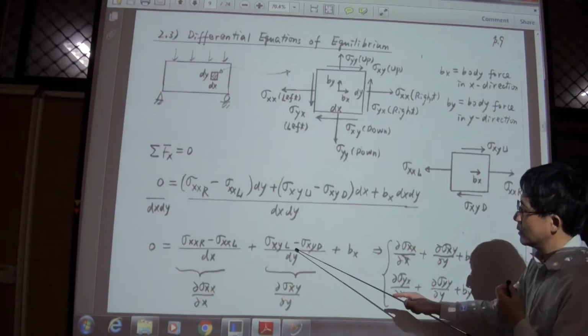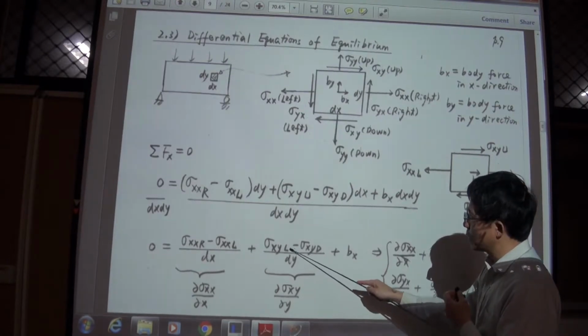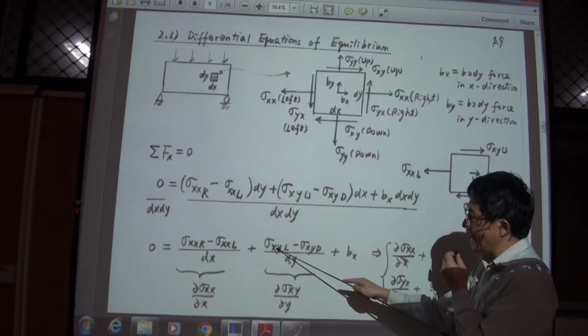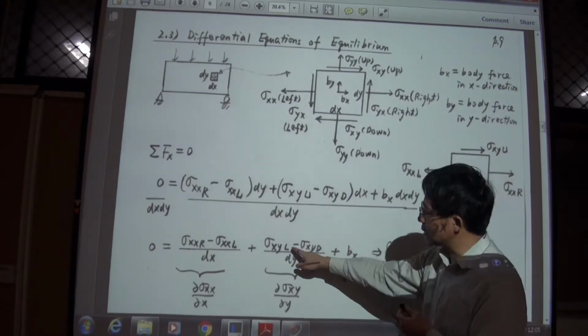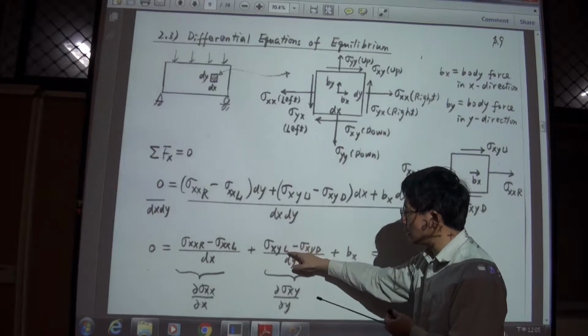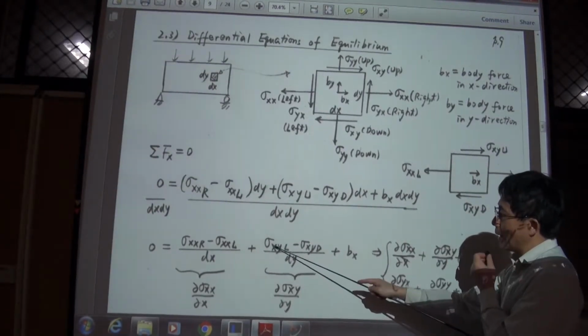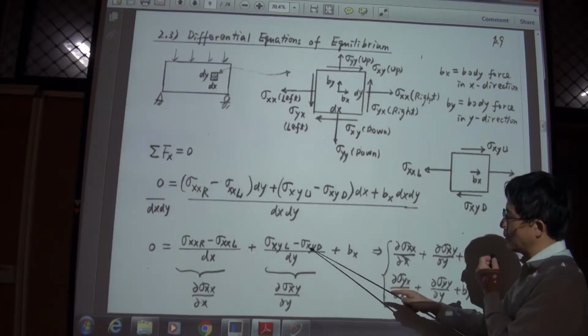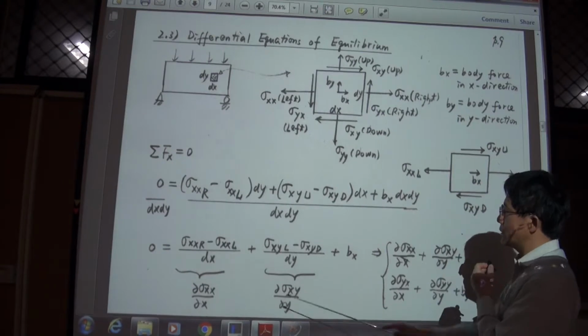And now, I wrote it wrong. This is sigma xy, u. U stands for up. This is not an arrow. I made some mistake. This is not an arrow. This is up. Okay? U. Sigma xy, u minus sigma xy, down, divided by dy will be equal to this one.